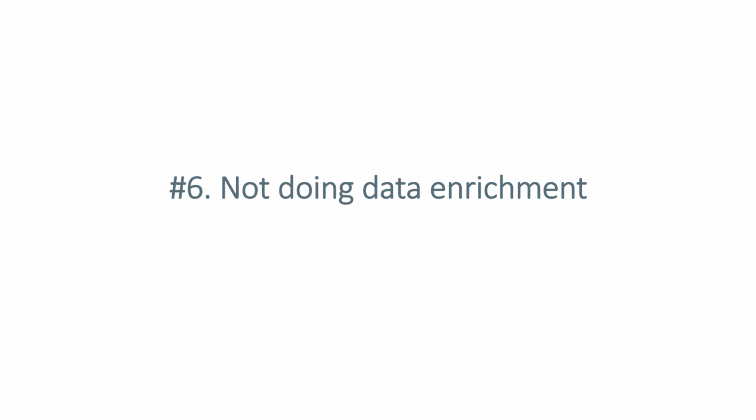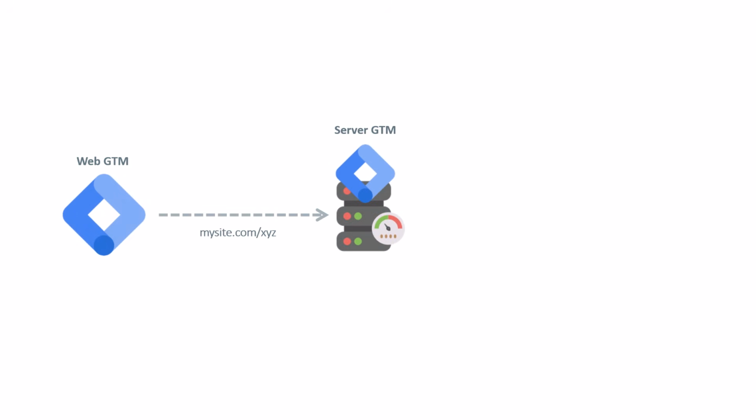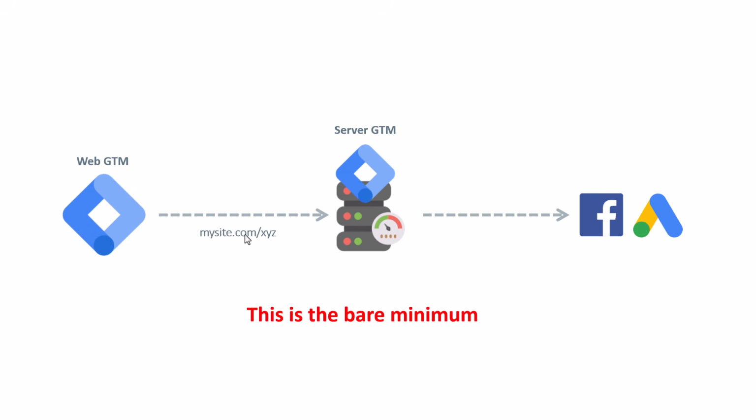Mistake number 6 is not doing data enrichment. Most of the server-side Google Tag Manager setups that I have seen look like this. They have a website Google Tag Manager container. That container sends data to their server, and then this server just forwards data further to the vendors like Google or Facebook. In this case, custom domain is used, cookie lifetime is extended, the impact of ad blockers is mitigated, but these days, this is the bare minimum.